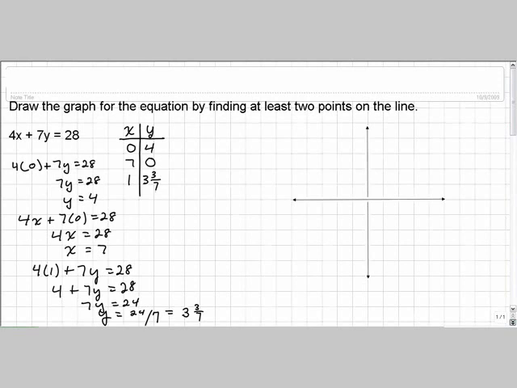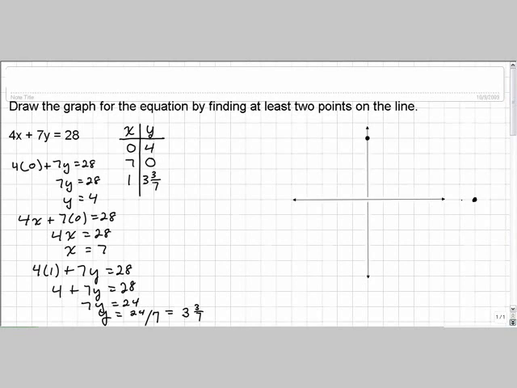Now we're going to plot each of these points. So we have the point (0, 4). So 0 in the x direction and then 4 in the y direction would be up here. Then we're going to plot the point (7, 0). So that's 1, 2, 3, 4, 5, 6, 7 in the x direction and 0 in the y direction. And then finally we're going to plot the point (1, 3 and 3/7).